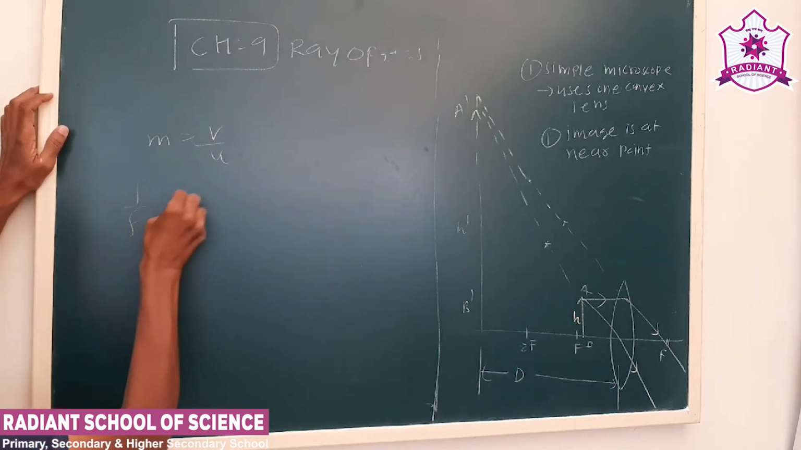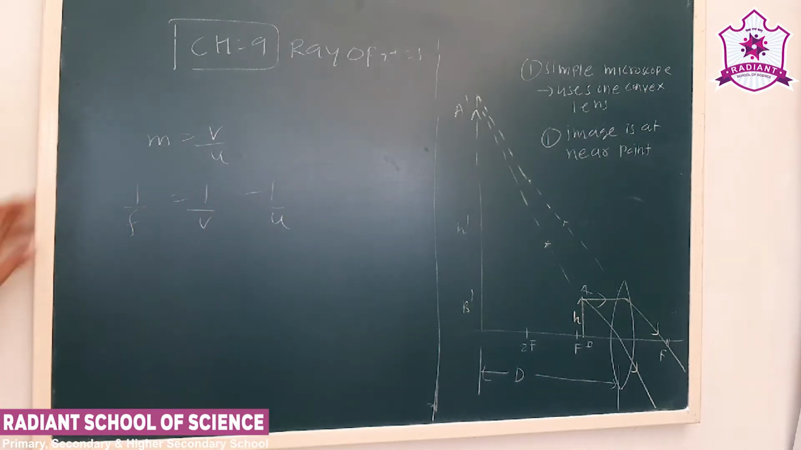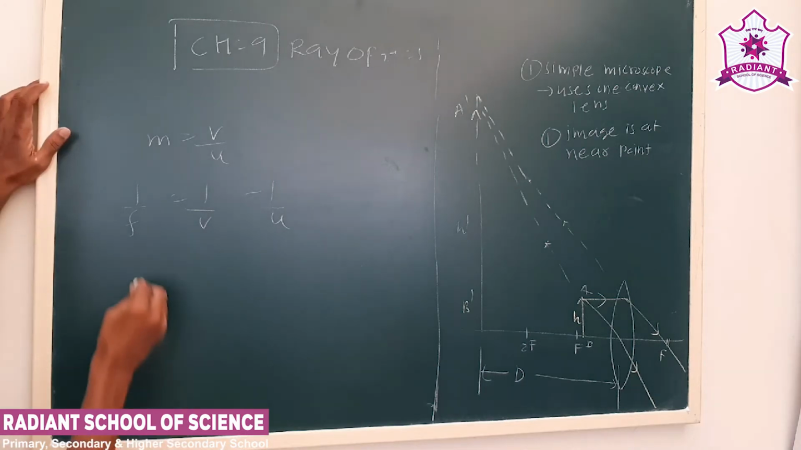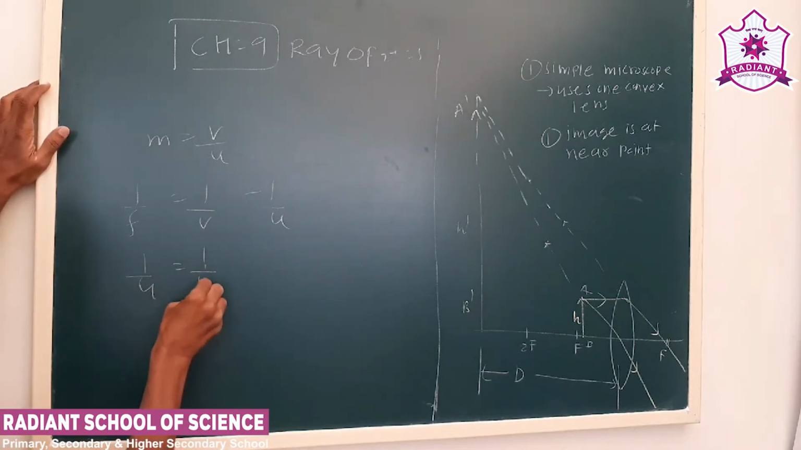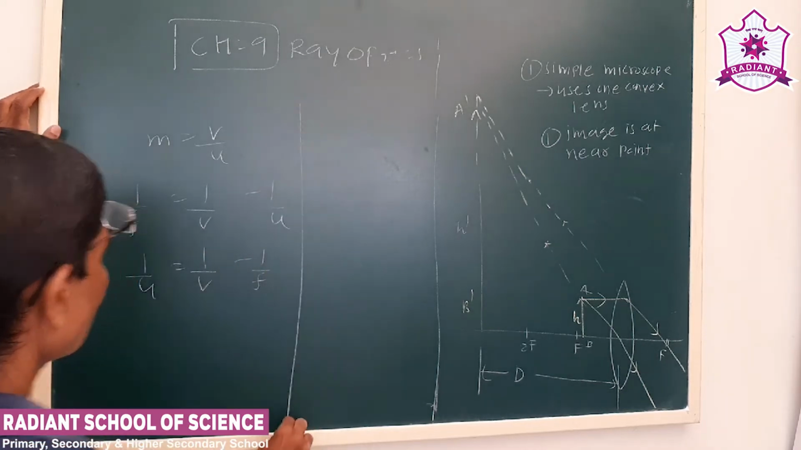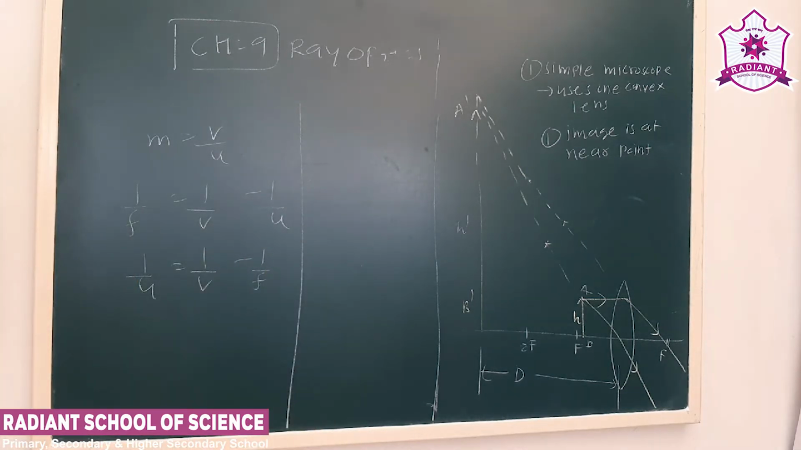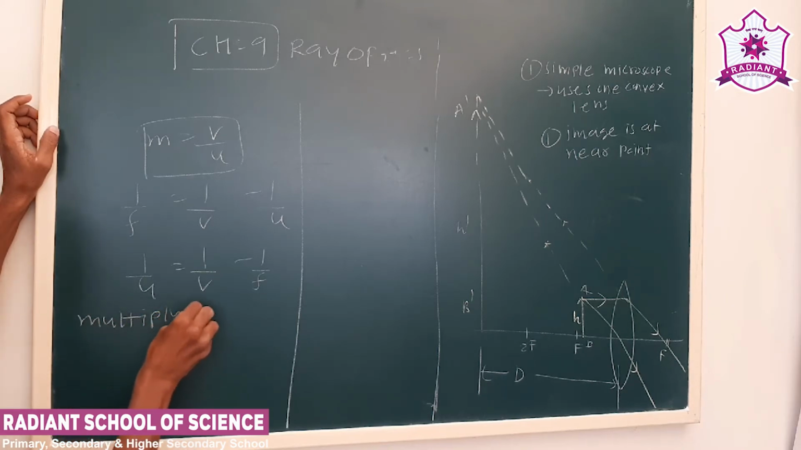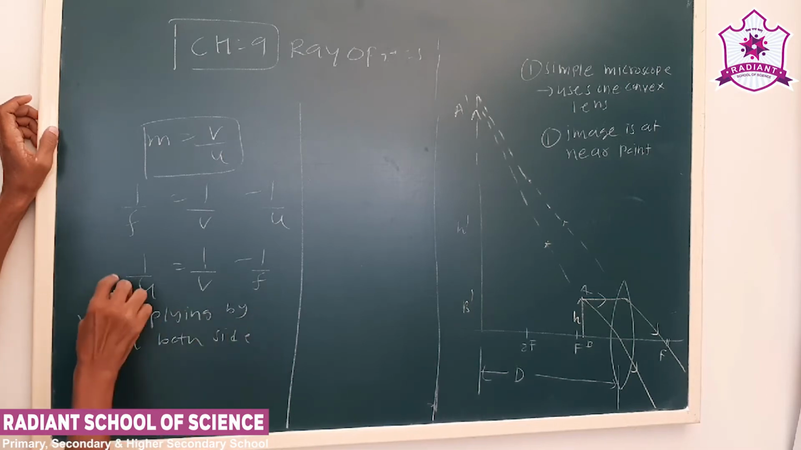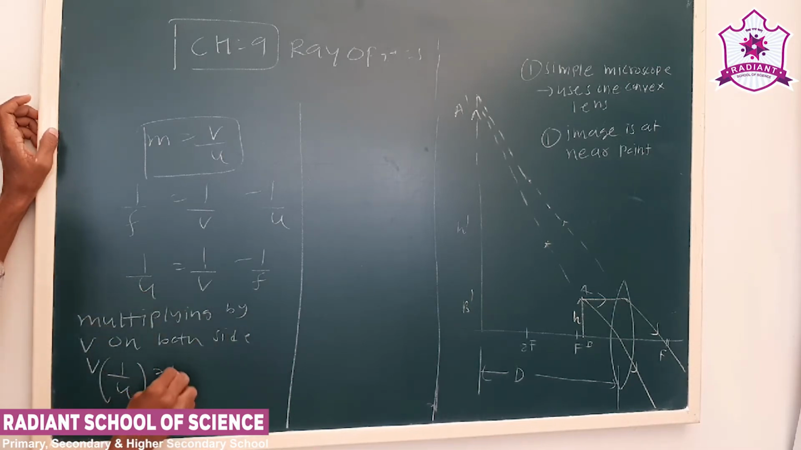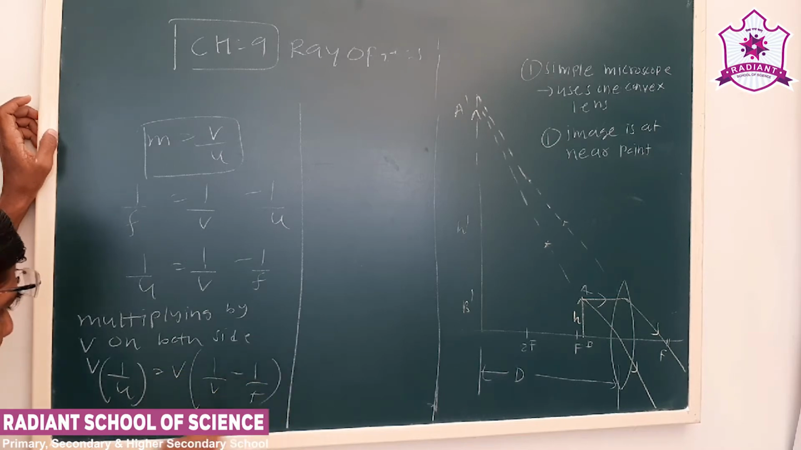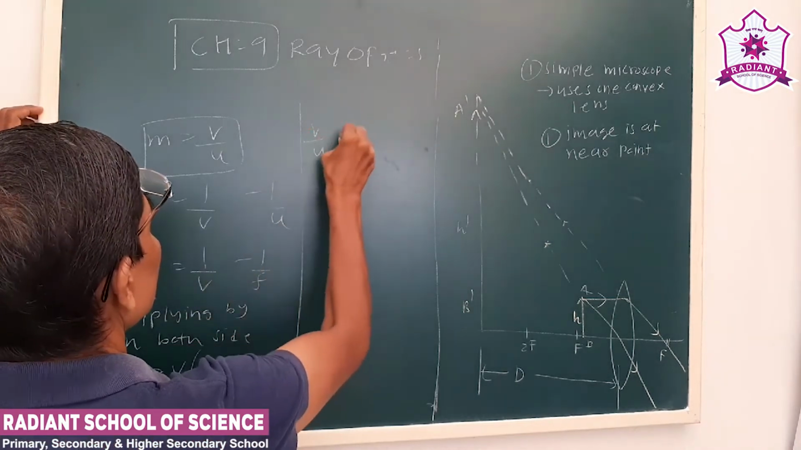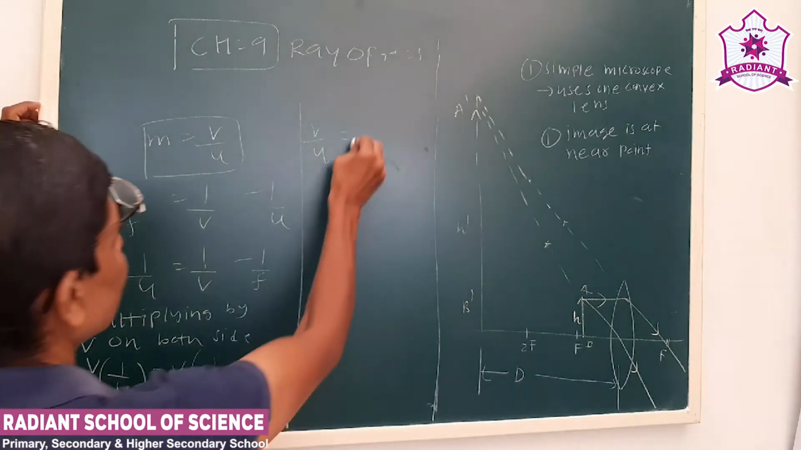Now see, 1 by f is 1 upon v minus 1 upon u. So what is 1 upon u? You can write as 1 upon v minus 1 upon f. Now see, I want it in the form m is equal to v by u. So multiply by v on both sides. So that's why it is v into 1 by u, v into 1 by v minus 1 by f.